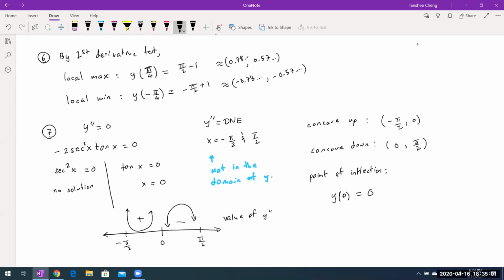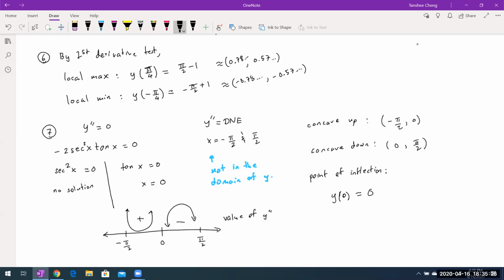However, since these two values are not in the domain of my original function y, these cannot be considered as possible points of inflection. So we only have one possible point of inflection. So plug in all these values that we get onto the real number line and then find out the value of y double prime.